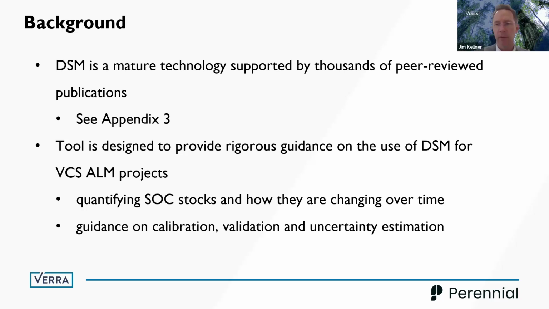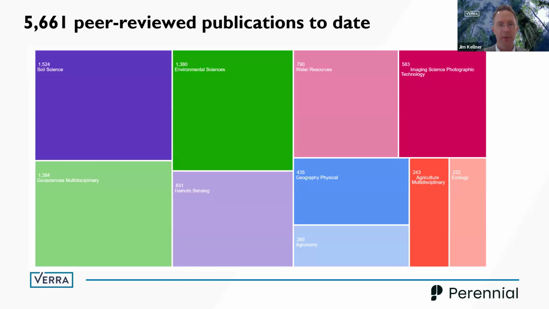If you can go to the next slide, please. These next 2 slides are just to demonstrate to you that the field of digital soil mapping is a mature discipline. What I did here was I pulled down peer-reviewed academic publications that have been published within the field of digital soil mapping. There's more than 5,600 of them. I then grouped them into categories, and I'm just trying to illustrate to you the diversity of what is out there.